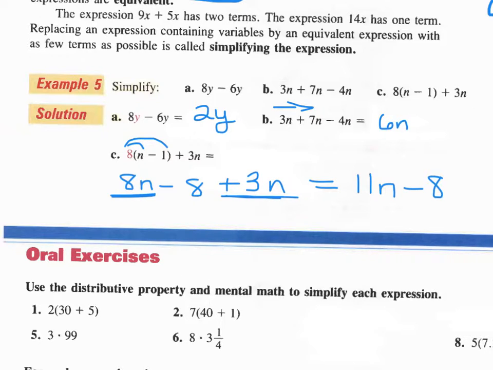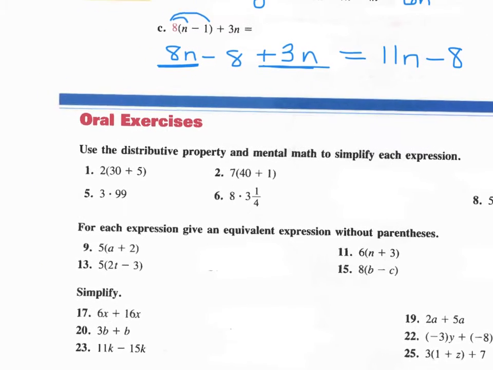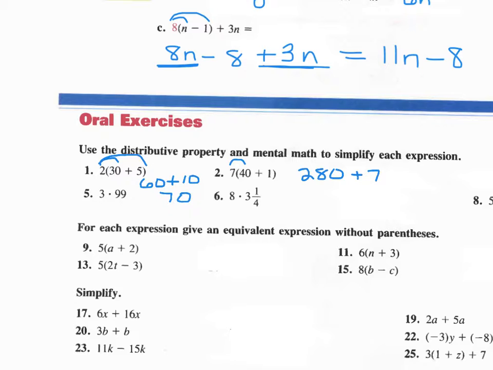Let's try some of the oral exercises. Okay, so for the oral exercises, they want us to do distributive property. So the first thing I do is 2 times 30, which will give me 60, and then 2 times 5, which gives me 10, and then when I add them, I get 70. Same thing on number 2. 7 times 4 tells me it's 28, and then I put the 0, and then 7 times 1 is 7, giving me 287.